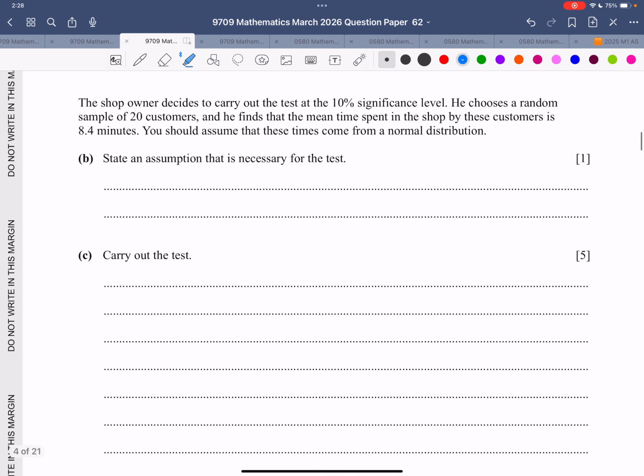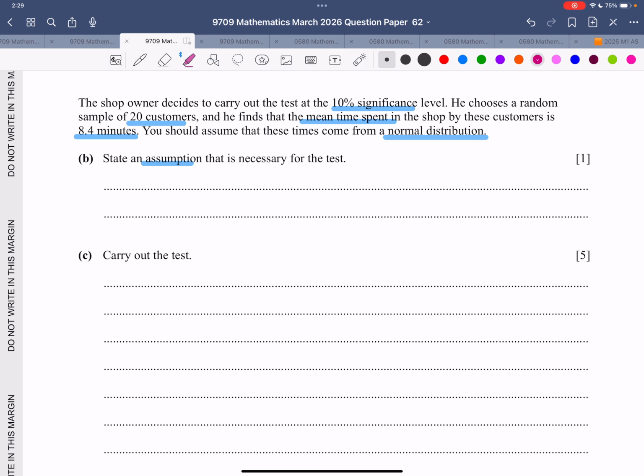We will soon see. The shop owner decides to carry out the test at the 10% significance level. It's the same 20 customers. The sample mean is 8.4. You should assume that this follows a normal distribution. State an assumption that is necessary.